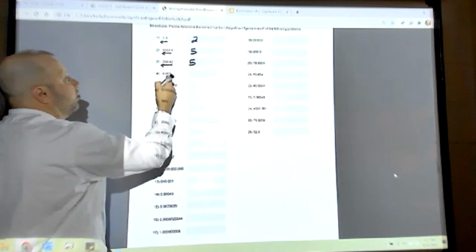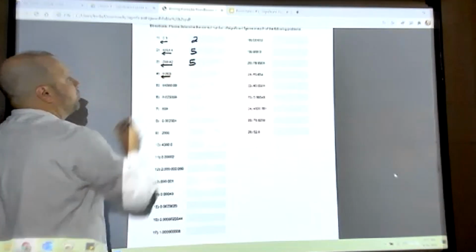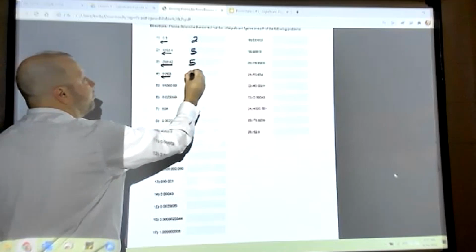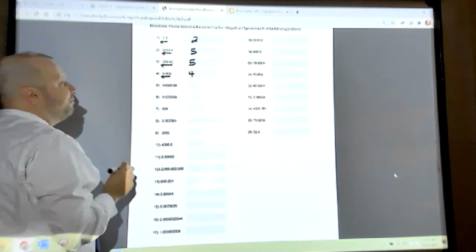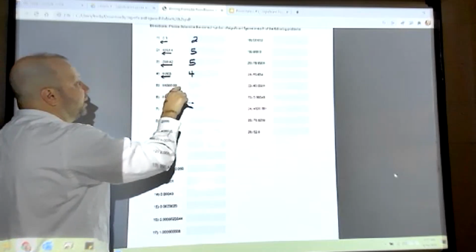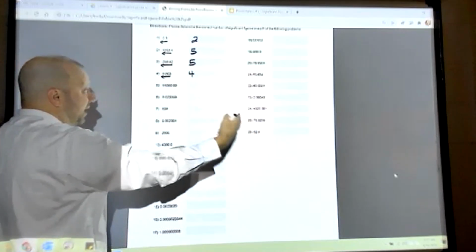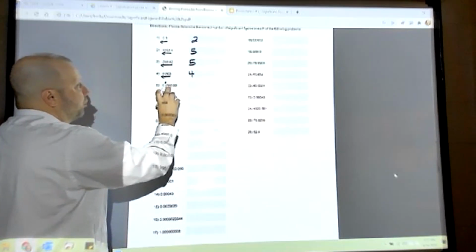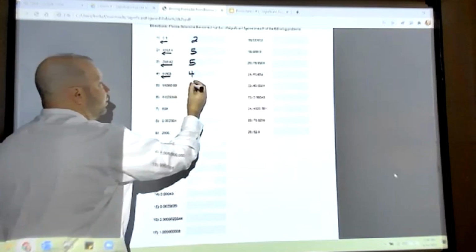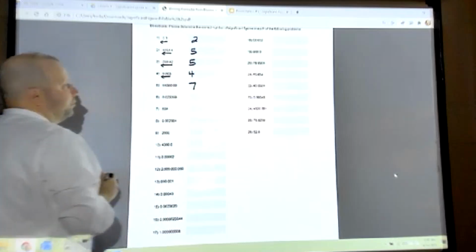Question number 4, we have a decimal point. We're going right to left. This time we have 4 significant figures. In question number 5, we have a decimal point. We're going to count all the way from the right side to the left. So we wind up with 1, 2, 3, 4, 5, 6, 7. 7 significant figures for number 5.